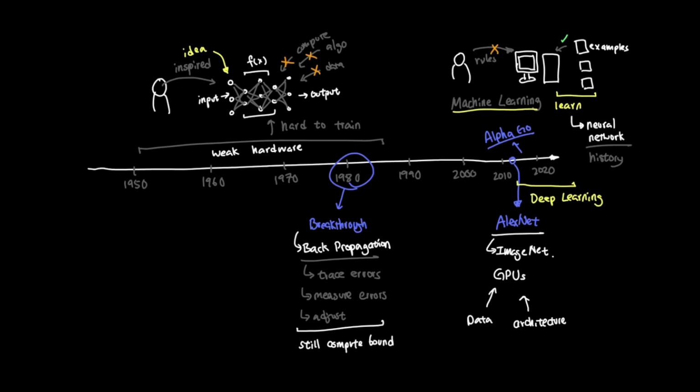This mattered because Go is much harder to brute force than chess, so the system needed a more learning-based approach that are shown here. Then in 2017, the transformer architecture was introduced, and this became the key building block behind modern large language models and eventually led to the wave of AI systems that we use today.